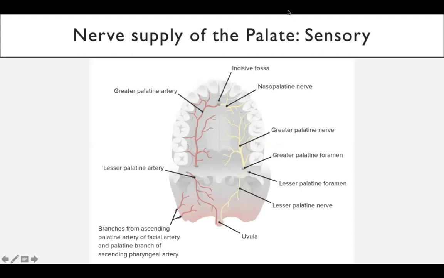Okay, here is another representation. From the nose side, we know the nasopalatine nerve. And then we remember this fossa, the incisive fossa. And then the greater palatine.